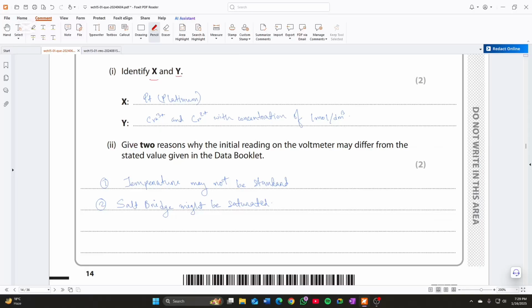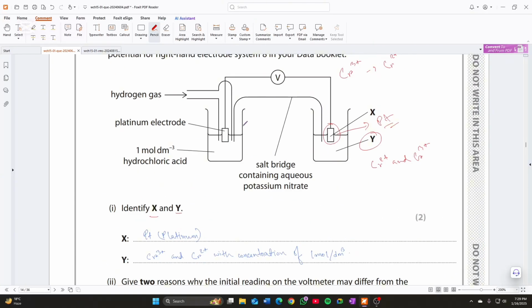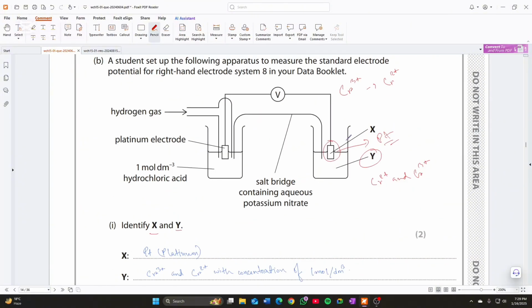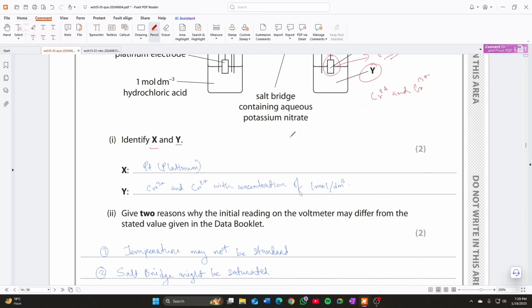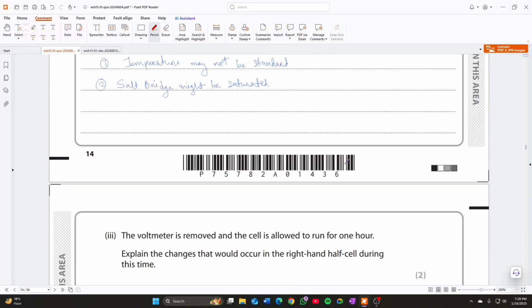Give 2 reasons why the initial reading on the voltmeter may differ from the stated value. Okay, so it might differ because maybe the temperature is not standard, maybe the temperature is varying, or it might be because the salt bridge is saturated, which is why the electrons are not transferred as readily. It might also be due to other reasons. It could be because the voltmeter is faulty. It could be because the wire resistance is too much, right? It could be various reasons. You just have to write any 2 of them for 2 marks.